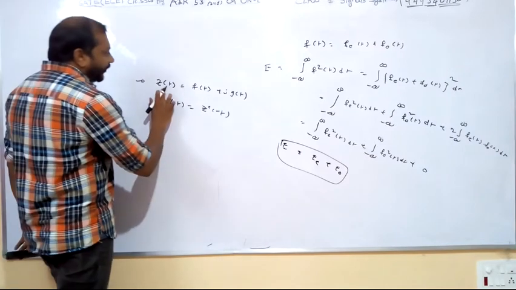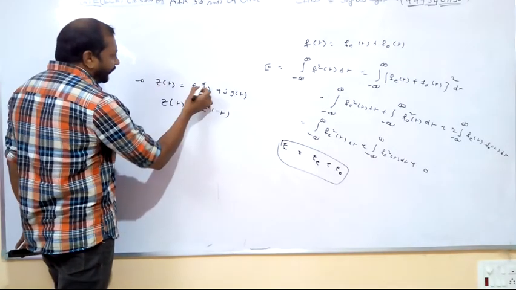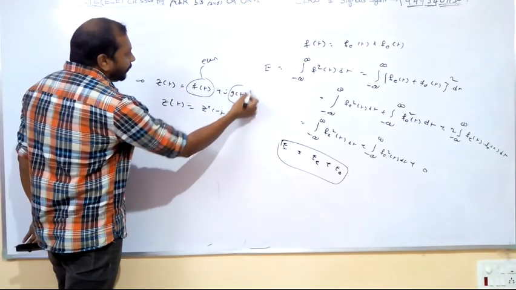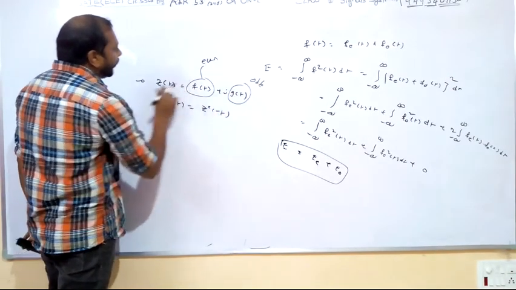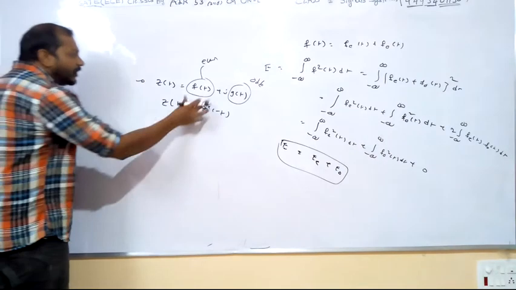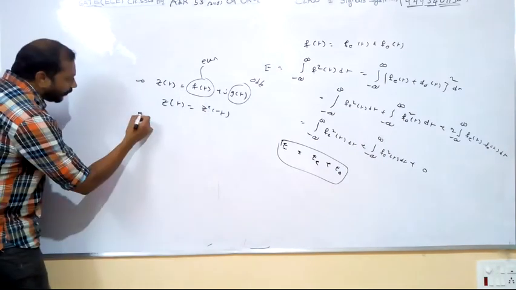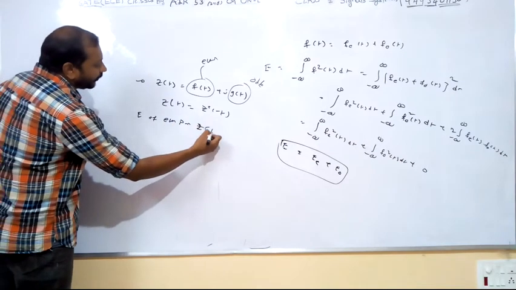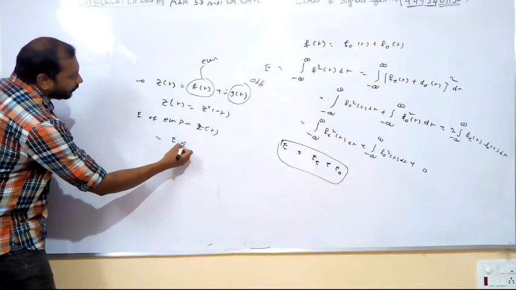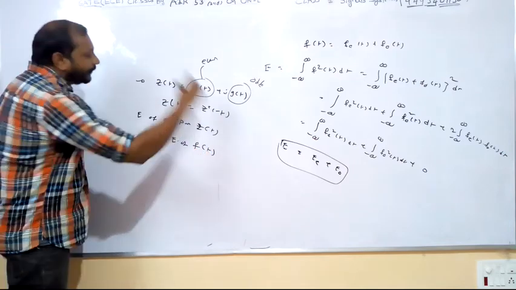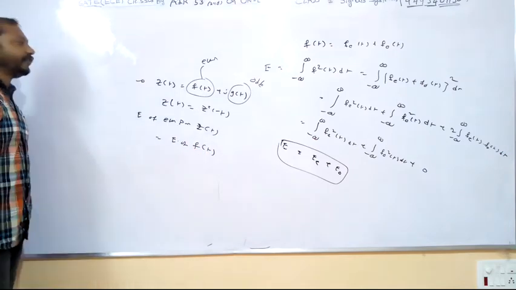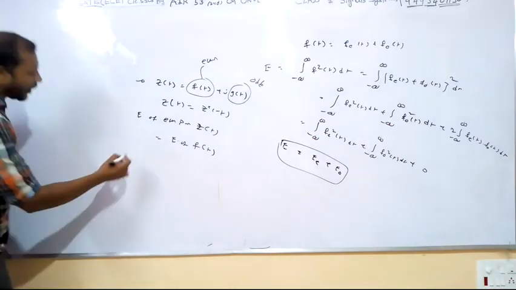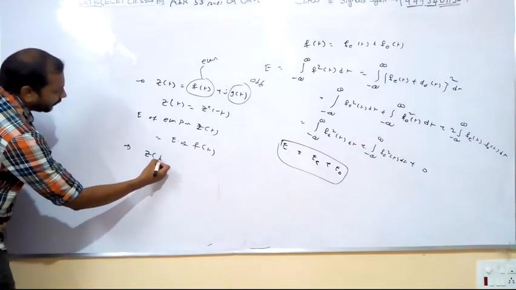Here the signal given satisfies the conjugate symmetry property, which means the real part is always even and the imaginary part is always odd. The even part of the signal is then only the real part we have to consider. So the energy of the even part of the signal z of t is given by the energy of f of t. If they ask for the energy of the other part, you have to consider the energy of the signal g of t.